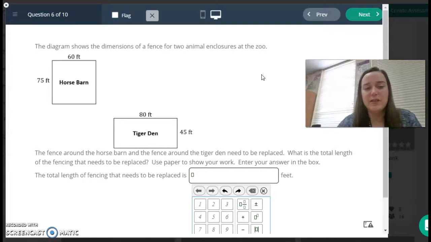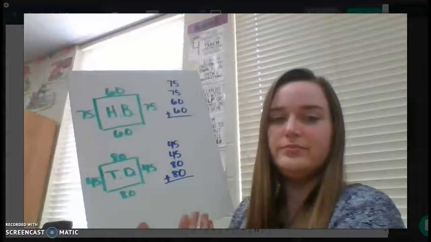So basically what's happening is this zookeeper needs to go to the hardware store or department store, wherever you get fencing, and he needs to buy enough fence for his 2 projects, for these 2 places. So we need to find the total of both of these and then add them together. So I'm going to draw this on my whiteboard and then I will show you when we're ready.